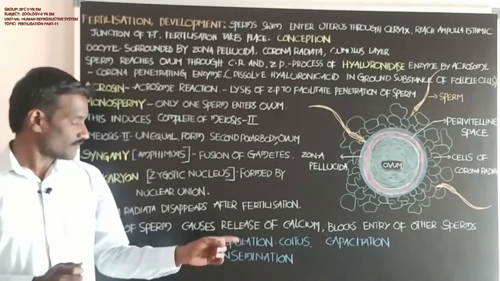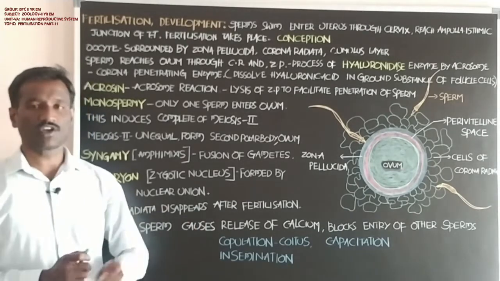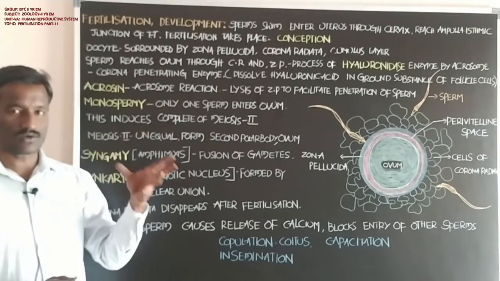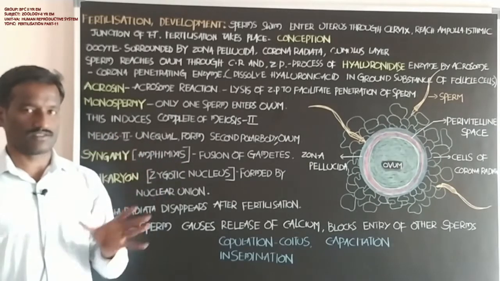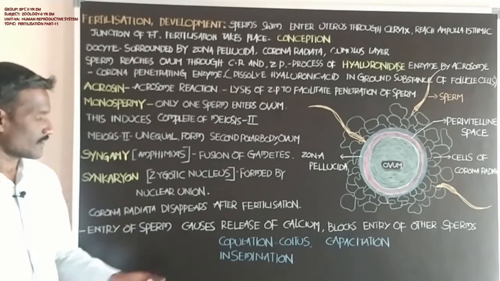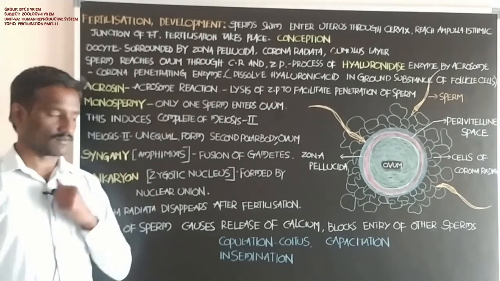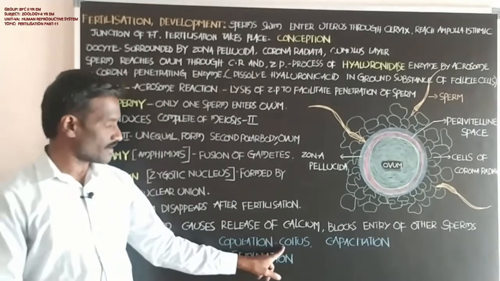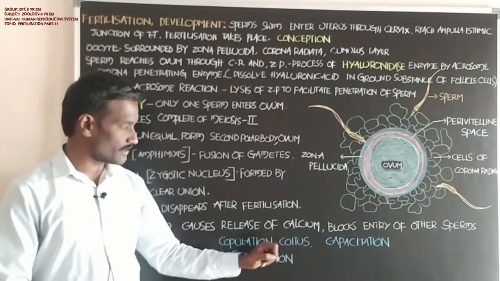Copulation. What is the meaning of copulation? Sexual intercourse or coitus between male and female. That is copulation. Okay, it is also called coitus.